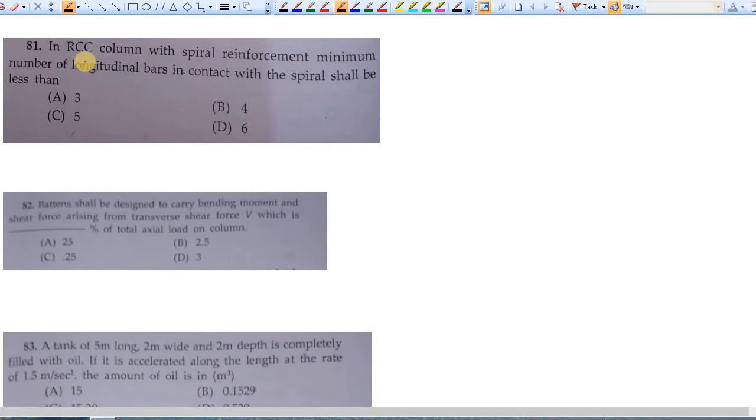Next, in RCC column with spiral reinforcement, minimum number of longitudinal bars. Well, this is a very typical question from RCC. For rectangular stirrups, you have to use a minimum of 4 longitudinal bars, but in case of a spiral or circular section you have to use at least 6 bars.